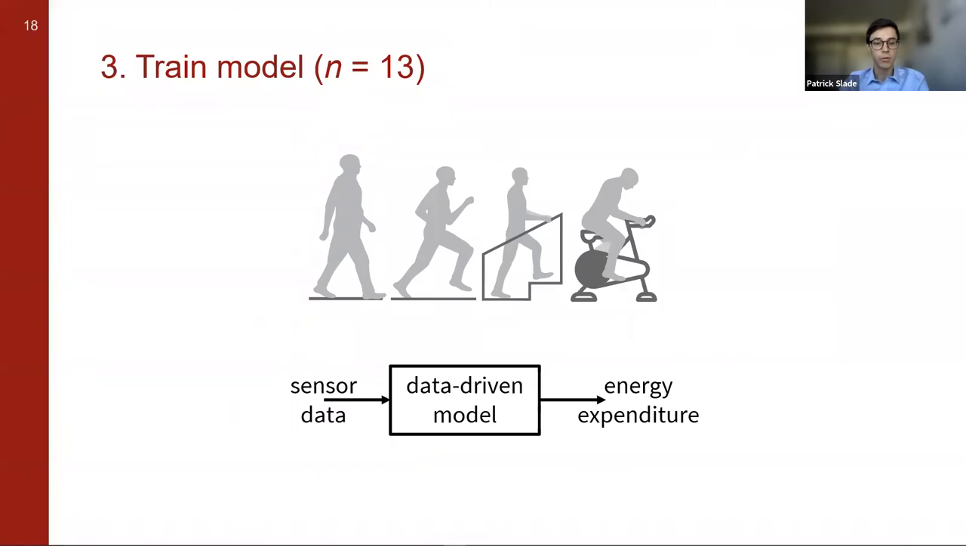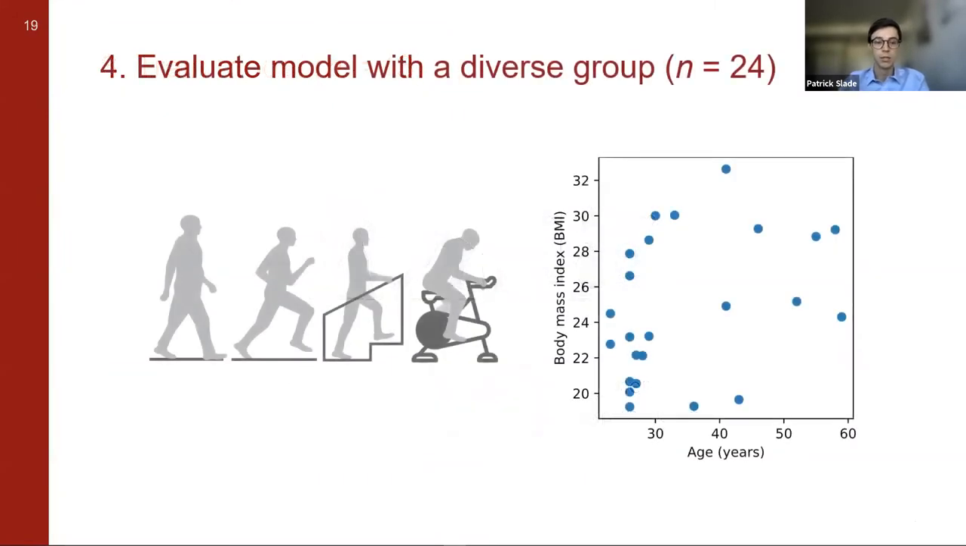Now that we have our prototype and our finalized model, what we're going to do next is use that with a new group of diverse participants to evaluate how well it performs in practice. So we had these new participants perform the same activities. They perform different conditions. You can think of different speeds of walking or running to make it more challenging.